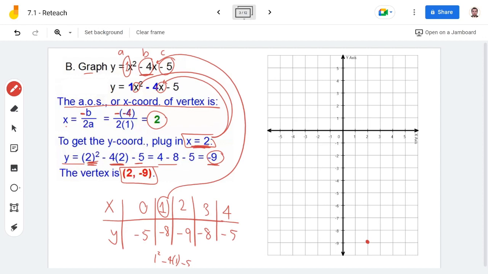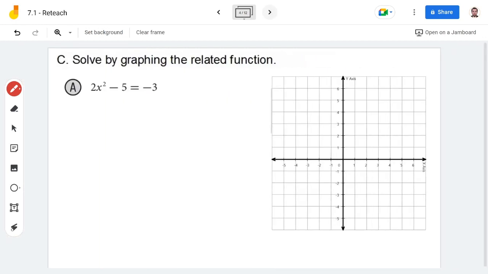Now let's start graphing. So 1, negative 8 is here, then 3, negative 8 is here, 0, negative 5 is here, 4, negative 5 is also here. So you can now graph your function, which will look like this one here. So do you see now how we can graph using standard form? Okay, yes. So let's use another example to graph the standard form.